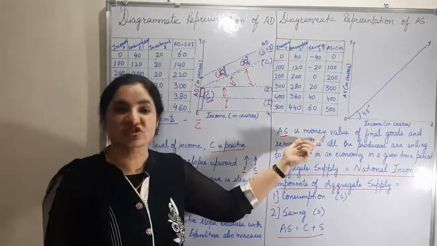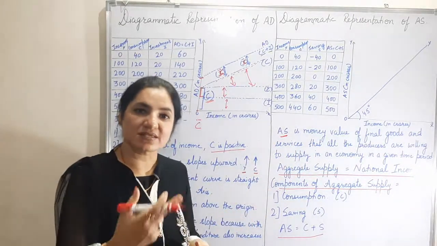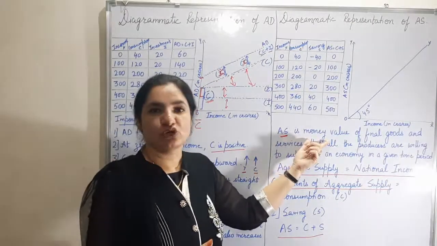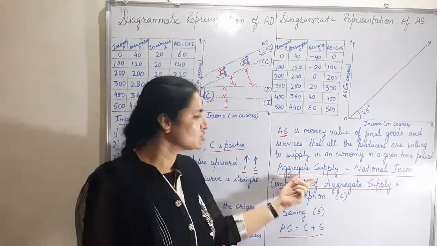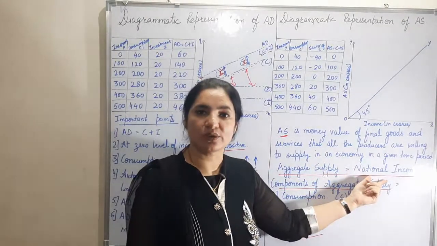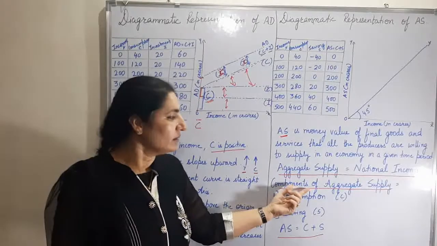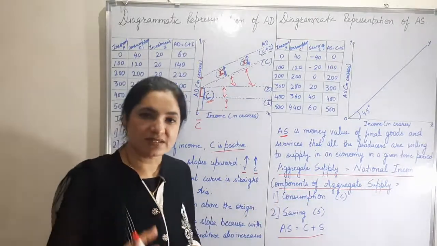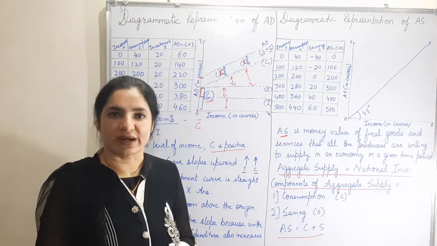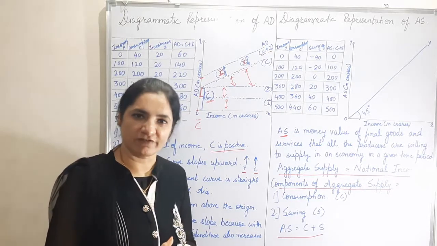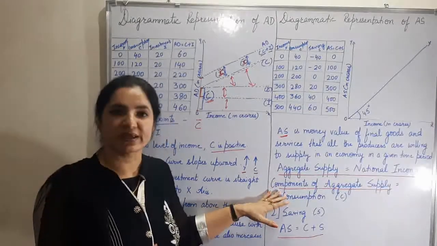So whatever is generated through the production and the goods which are sold, that is the supply, that money value of all final goods and services is distributed to the factors of production. So aggregate supply is equal to national income. Moreover, we can say when a person is earning, definitely there can be two parts of that income. Either he will save or he will consume. This is the reason these are the two components of aggregate supply.